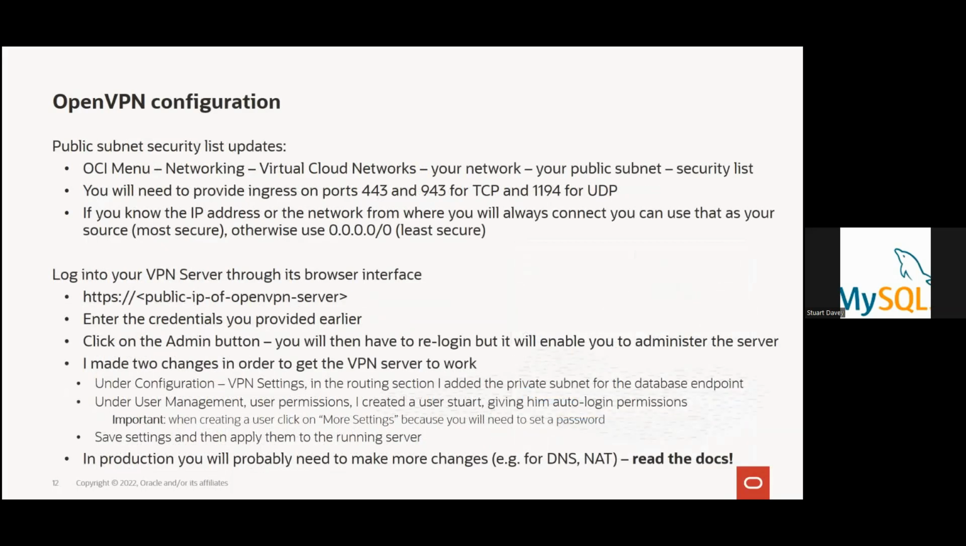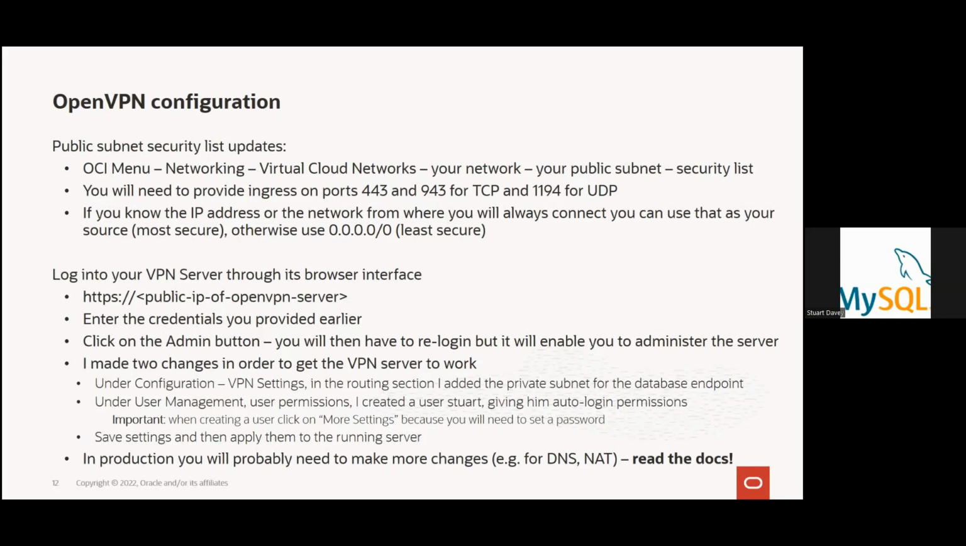Once you've installed it, you've got to do some security list updates. We're going to be installing this in our public subnet. What you've actually got to do is open up the ports 443 and 943 for TCP and 1194 for UDP. When you're opening up those ports, you can use 0.0.0.0/0, so that basically anything can connect, or you can connect from any IP address. But of course, if you know where your source is coming from, the subnet you're coming from, you can secure that by using that instead of 0.0.0.0.